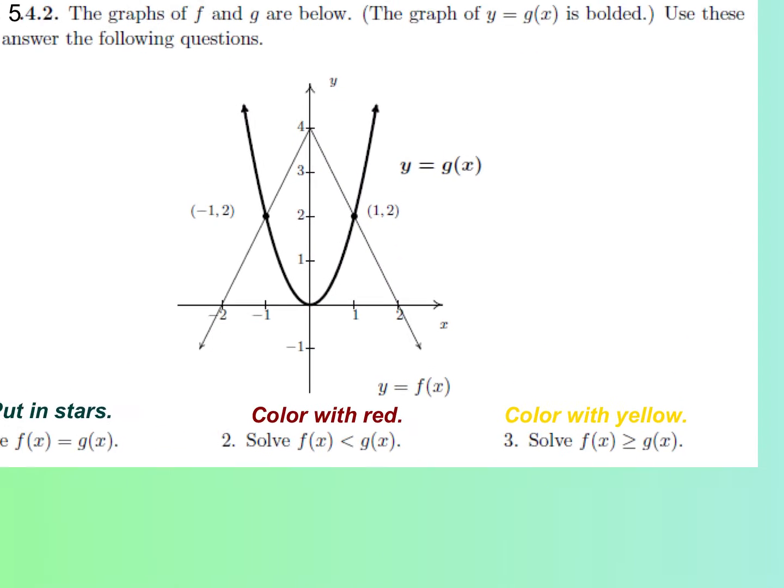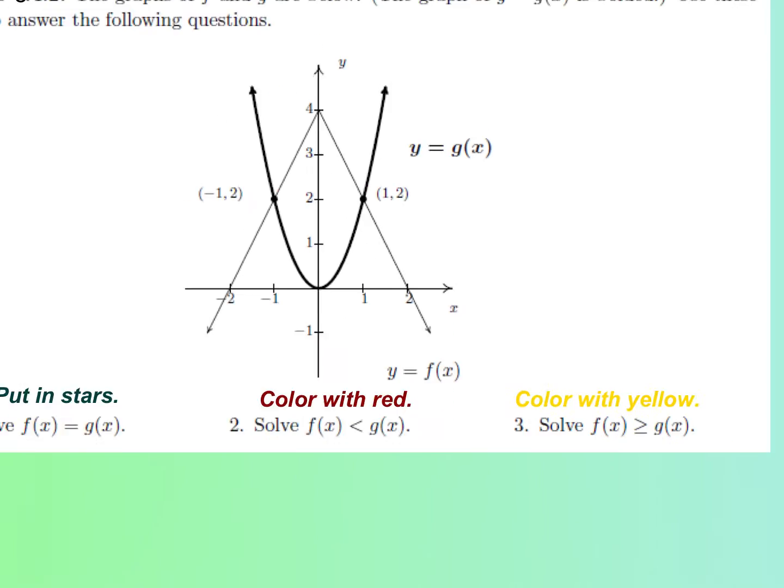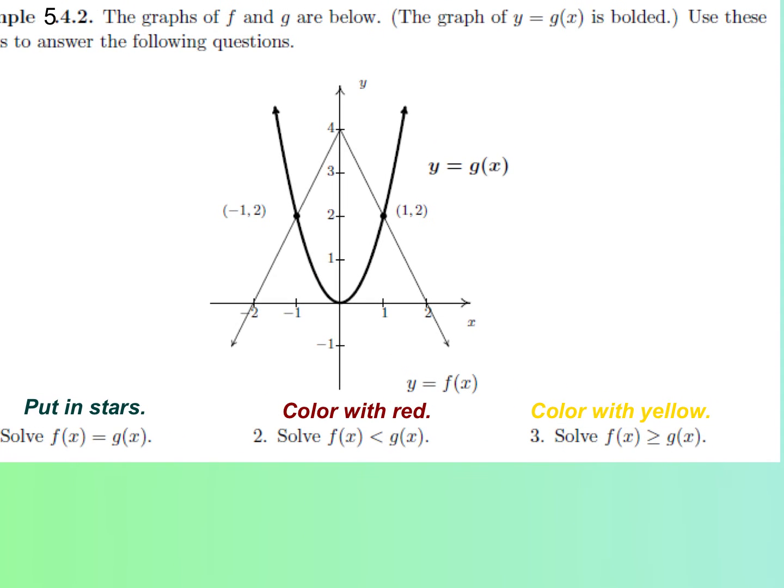We look at this one right here. Now we've got a parabola and an absolute value. I'd like you to do what it says here. I'd like you to put in a star here. Just doing this is good enough. Okay. Another star where they touch, because where they touch is a big deal. That's where they're equal.